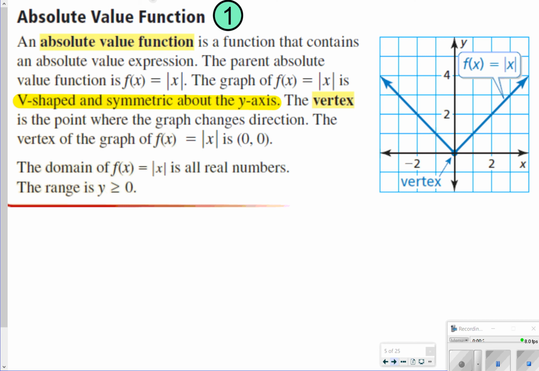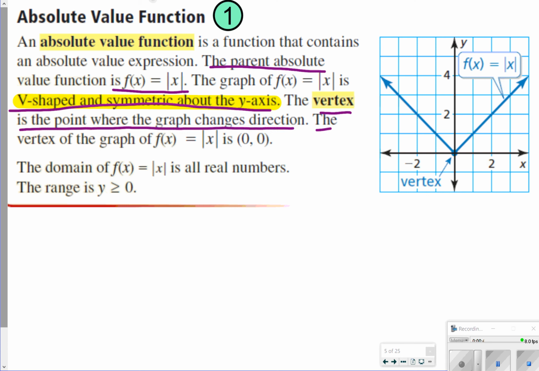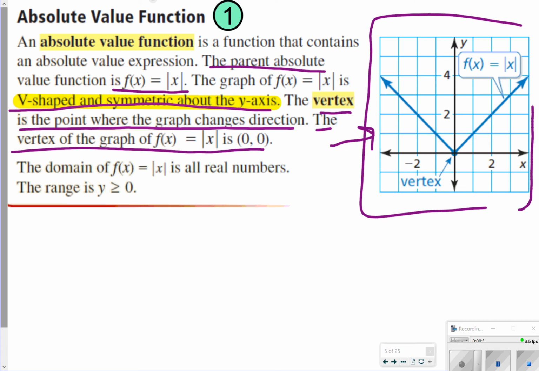An absolute value function is a function that contains an absolute value expression. The parent absolute value function is f of x is equal to absolute value of x. The graph of f of x is V-shaped and symmetric about the y-axis. The vertex is the point where the graph changes direction. So that's another important thing. And then the vertex of this graph is at (0, 0). Okay? And then maybe you would draw what this graph looks like, because you're going to be comparing different absolute value graphs to this one right here.